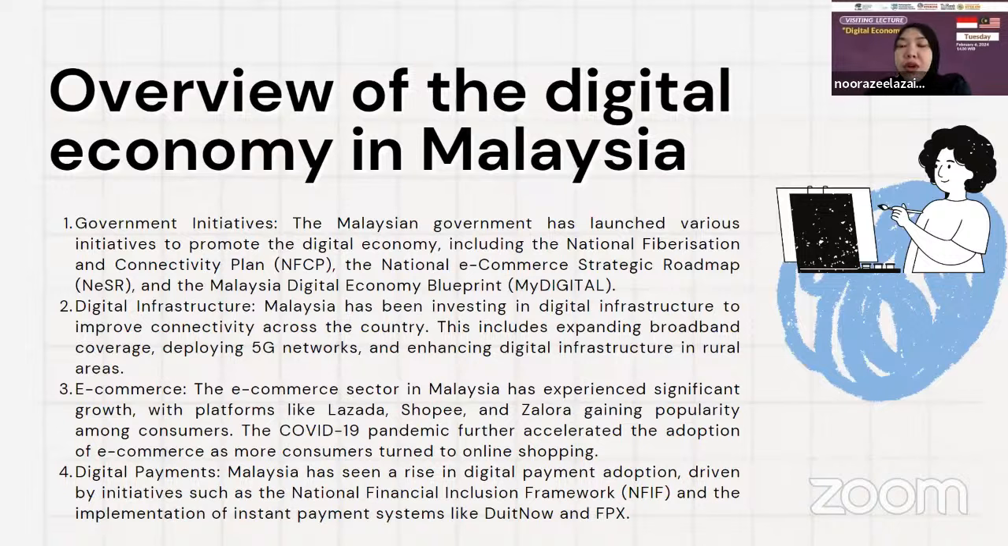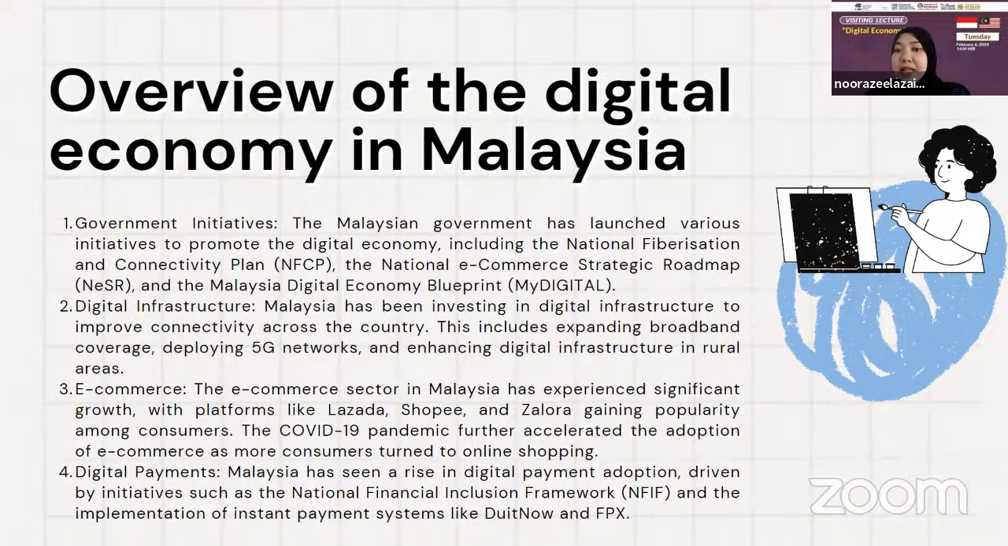So the overview of the digital economy in Malaysia, for example, government initiatives. The Malaysian government has launched various initiatives to promote the digital economy, including the National Fiberisation and Connectivity Plan, the National E-commerce Strategy Roadmap, and the Malaysia Digital Economy Blueprint, or we call it MyDigital. Malaysia also introduced digital infrastructure.